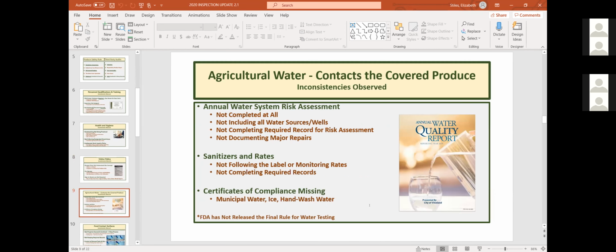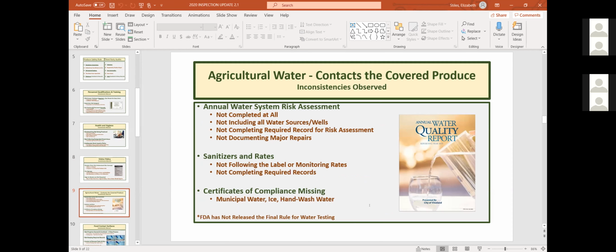Okay, agricultural water is still not enforceable. The FDA is still working on water tests and so on. But we have had a lot of conversations about it, and these are some of the things you want to consider. You'll need to do an annual water system risk assessment.